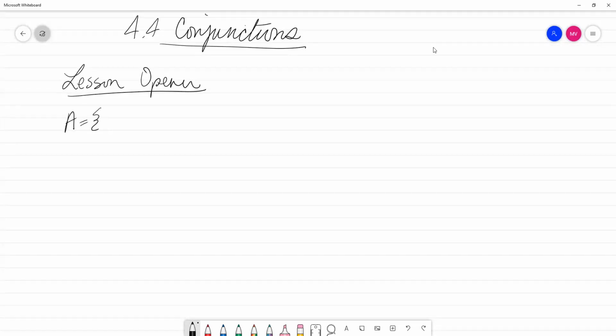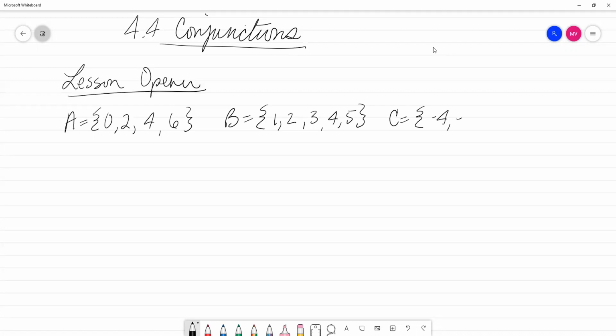set A: 0, 2, 4, and 6, you have set B: 1, 2, 3, 4, and 5. And then set C is -4, -3, -2, 0, 1, and 2. So we have 3 different sets.